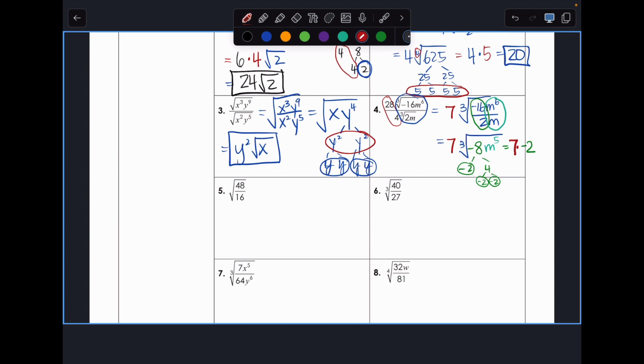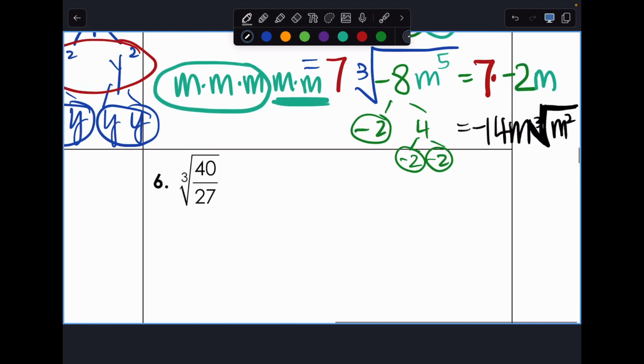And what about m to the 5th power? All of it? I have m times m times m times m times m, right? How many groups of 2? Oh, no. Sorry, my bad. It's not 2. It's 3. How many groups of 3? 1 group of 3, so only 1 comes out to play, and the rest are going to stay inside as a radicand. So let's write that together: equals negative 14m times the cube root of m squared. Let me try writing that again. Maybe it should be better.